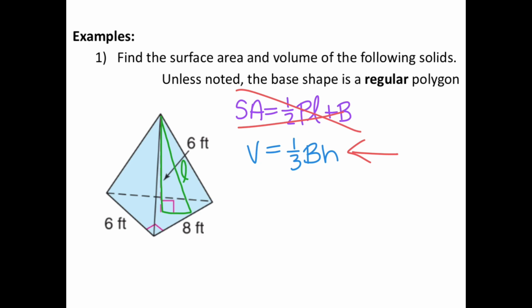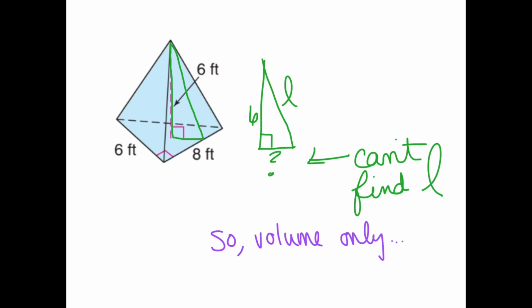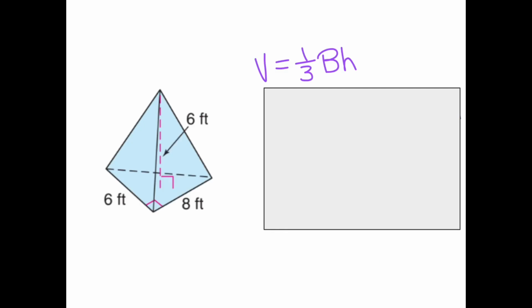Just to take a different glance at it, sometimes it can be easier to pull this right triangle out of the pyramid and take a closer look at what information we are given. I'm only given the height. I don't know the slant height, and I also don't know this length here, again, because it's not a regular triangle as a base. So I can't find the slant height, so we can only find the volume. So let's go ahead and calculate that out.